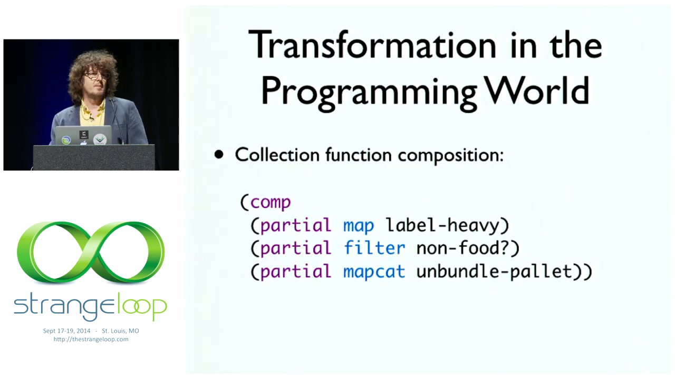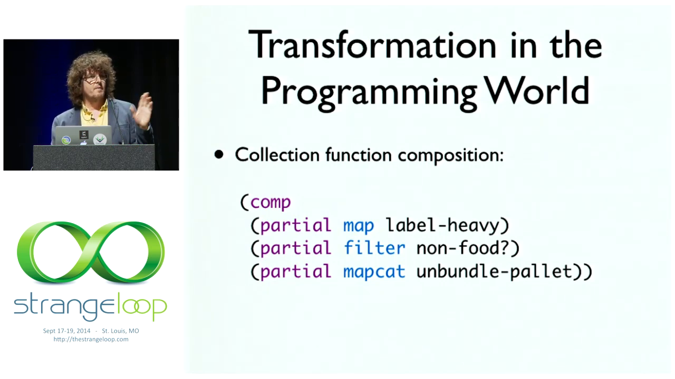Then we have programming. What do we do in programming? We have collection function composition. We're so cool. We have lists. We have functions from list to list, right? So we can compose our functions. We're going to say, well, labeling the heavy bags is like mapping, right? Every bag comes through and it gets a label or it doesn't. But for every bag that comes through, there's a bag that comes out. And maybe it has a label or it doesn't.